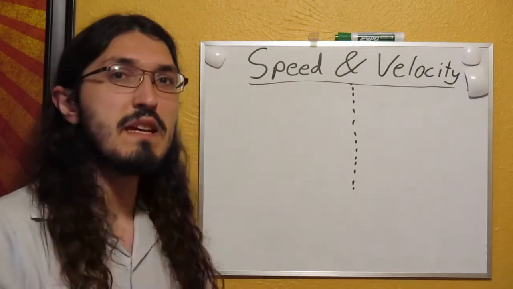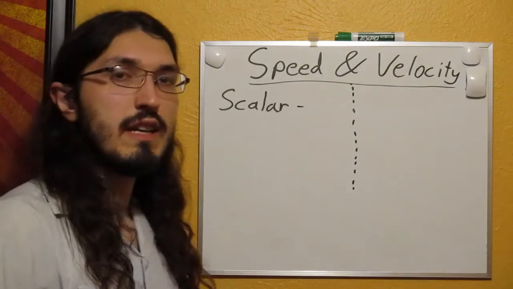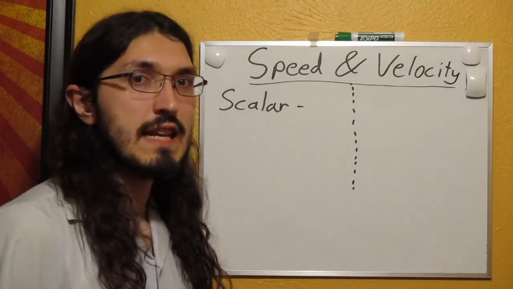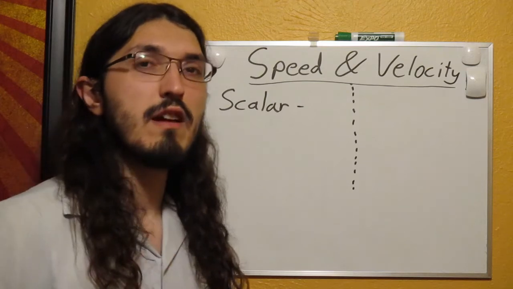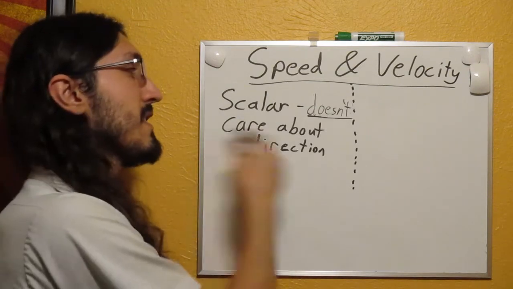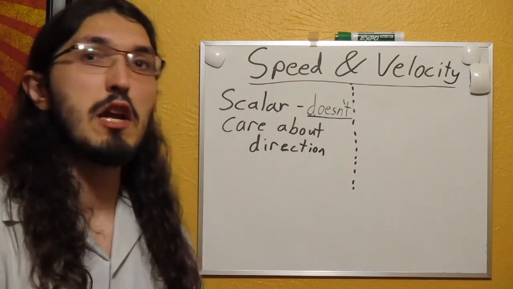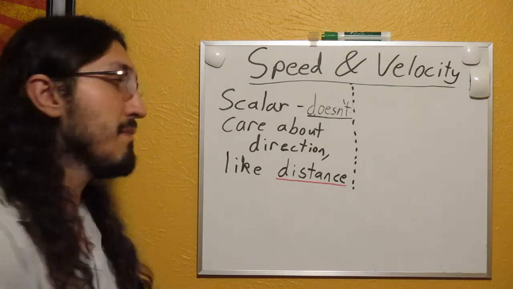Okay, starting with speed. Speed is a scalar measurement of how fast something is going. Okay, and if you don't remember what a scalar is, scalars are variables that do not care about direction. Okay, here I've written that out just to emphasize that a scalar does not care about direction. Kind of like how distance doesn't care about direction. Okay, we're going to come back to that.